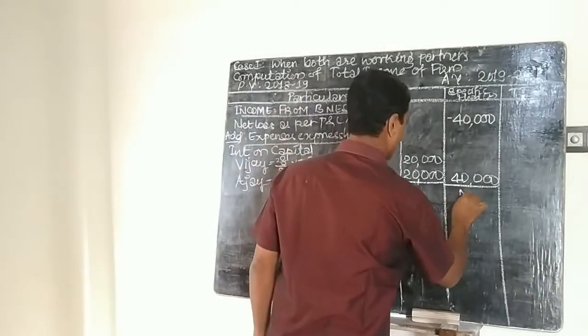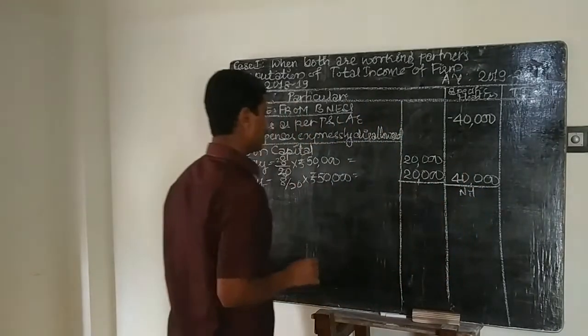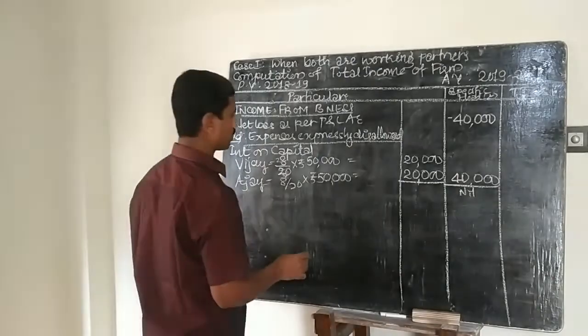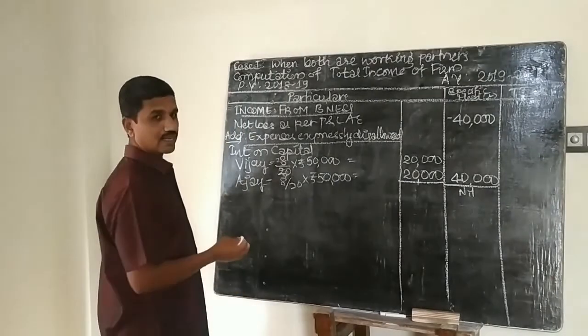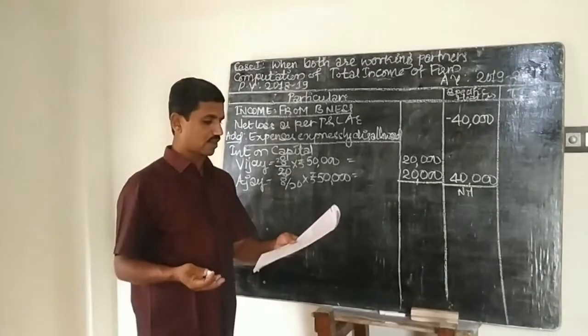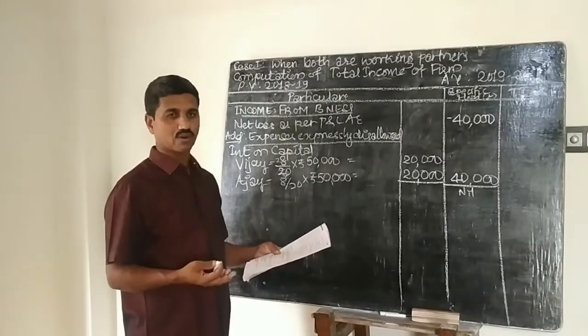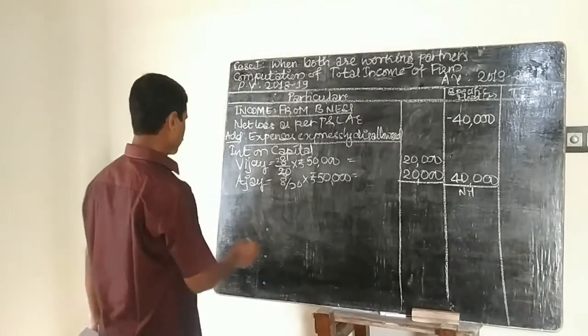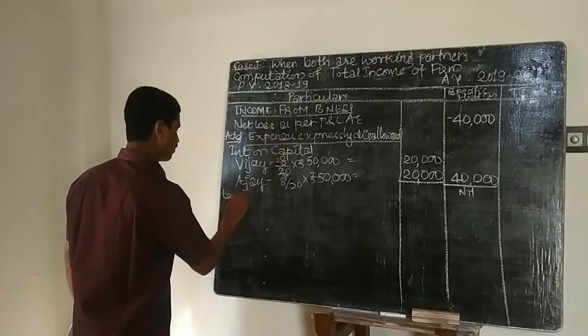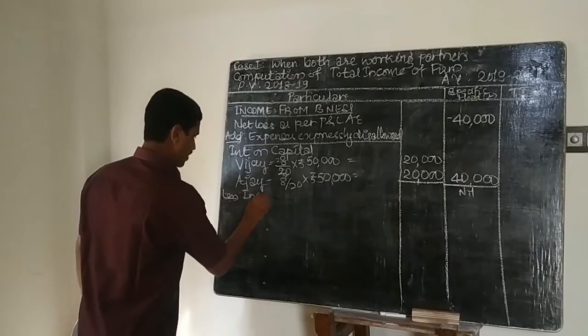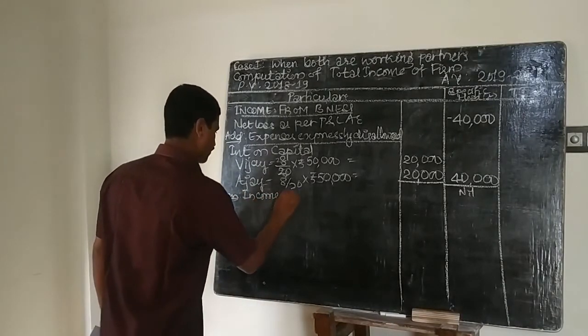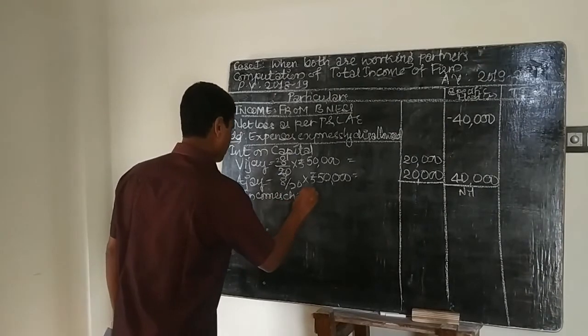So there cannot be anything here, right? Then there are no incomes chargeable under this head but credited to P&L account. So there are no such things here. So let me write down here simply, plus incomes chargeable.